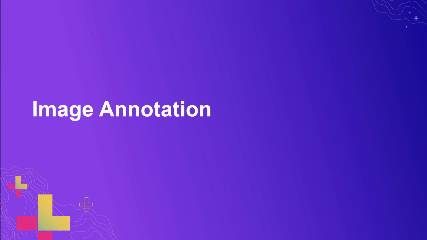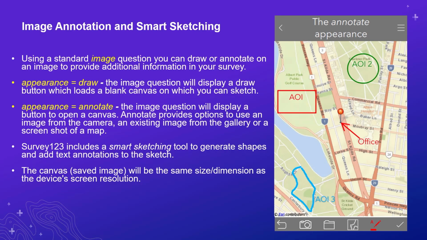Now let's take a look at annotating images with Survey123. Using a standard image question in Survey123, you can draw or annotate over the image to provide additional information on your image in your survey. Survey123 supports 2 appearances for the image question. With the draw appearance, the image question will display a draw button which loads the canvas on which you can sketch. With annotate, the image question will display an annotate button to open the canvas, however it provides additional options to use an image from the camera, an existing image from the gallery, or a screenshot of a map.